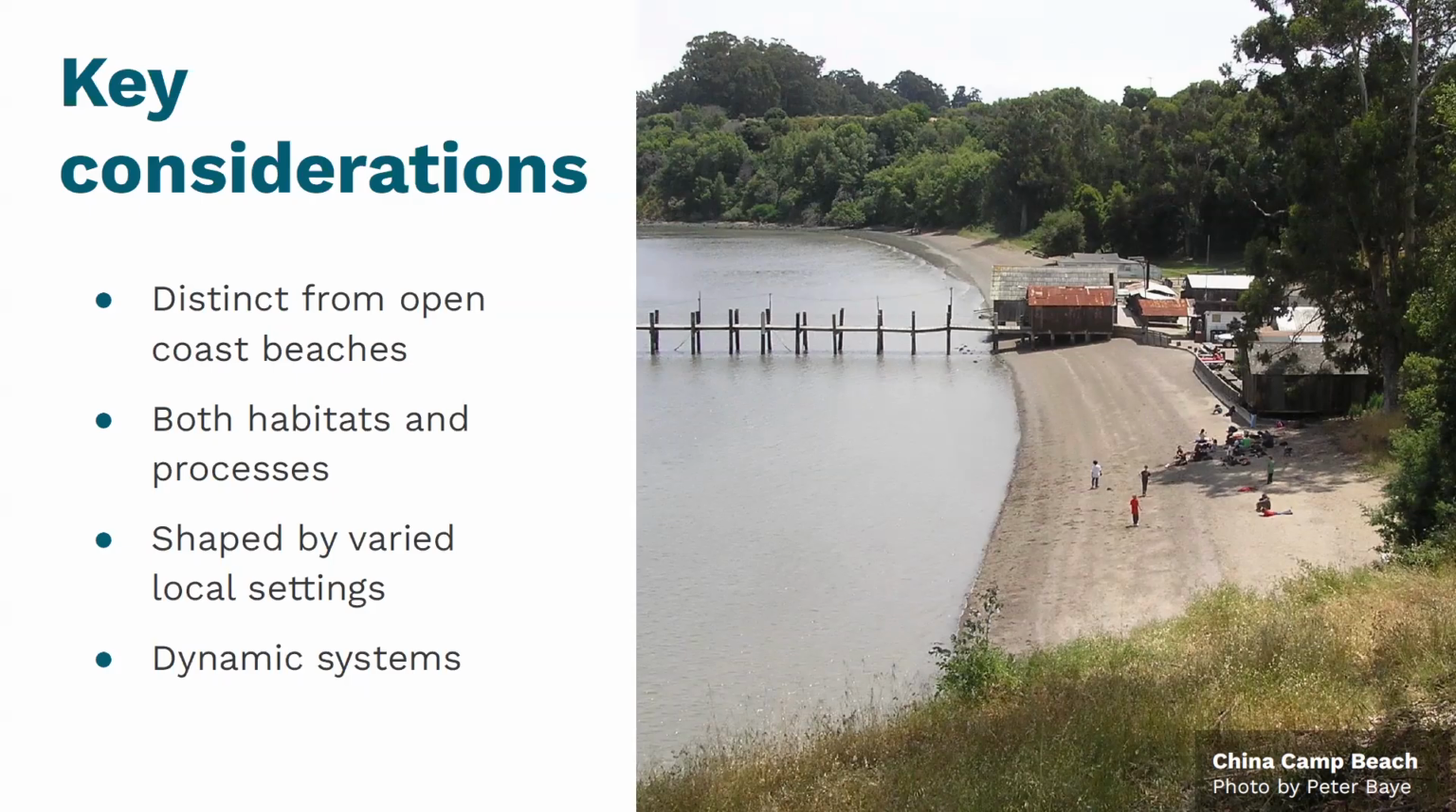And then we also need to consider the local settings. So there are a lot of varied settings around the bay in terms of waves, tides, bathymetry, topography that really drive the differences that we see in what beaches look like around the region, and that really drives the opportunities and constraints for the design of these beaches. Next slide.